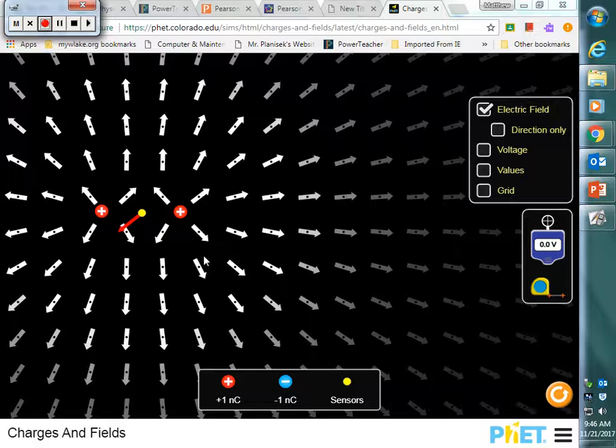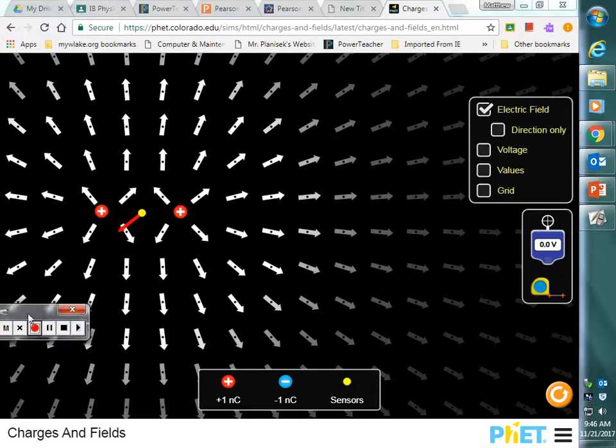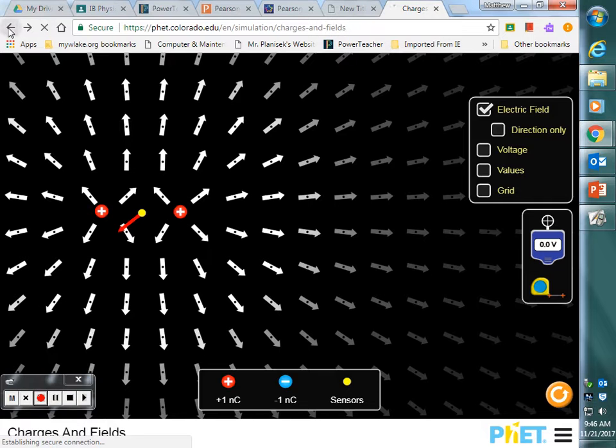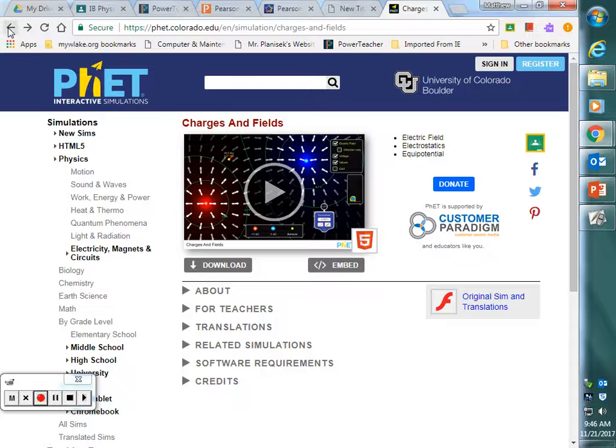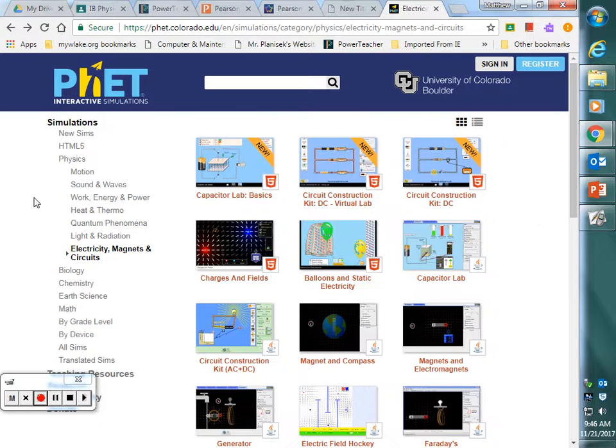All right, is that good there as far as these fields go? Okay, so let's try another one. We're just talking about vector sums there, okay? So let's go back to the list of simulations.